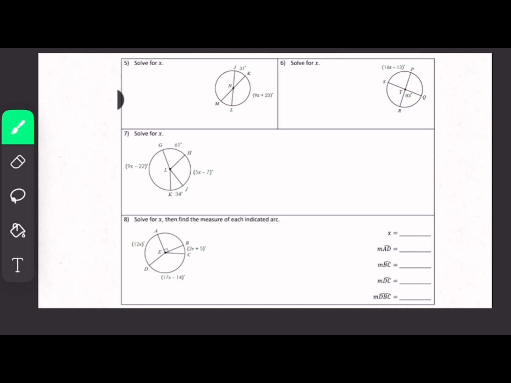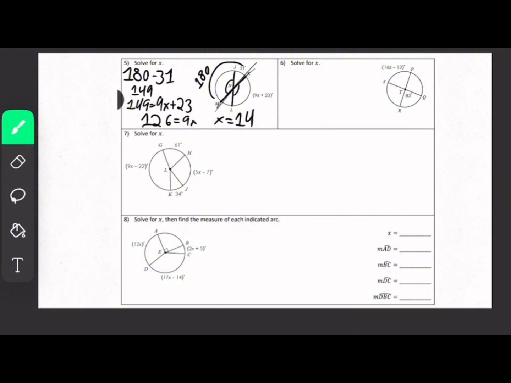1, 2, 3, 4, and 5. So this is going to be a semicircle, so 180 minus 31 would be 149. Now, that means that 149 is this central angle here, and it's vertical angles with that one, so we can go 149 equals 9x plus 23, which is 126 equals 9x, which means that x equals 14.